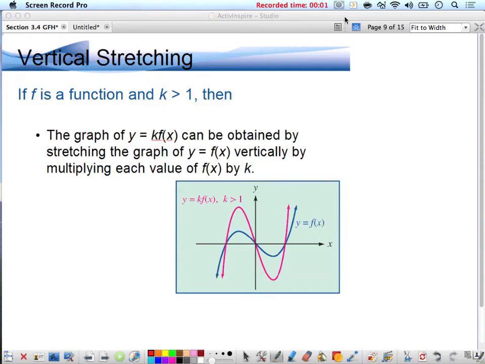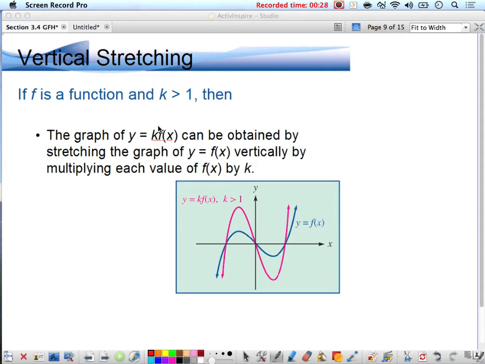The last thing new we need to talk about here is vertical stretching. Vertical stretching takes every point on the parent function and multiplies the y value by a constant. So for example, if you have y equals k times the parent function, that keeps all of the x values the same and multiplies just the y values by k.